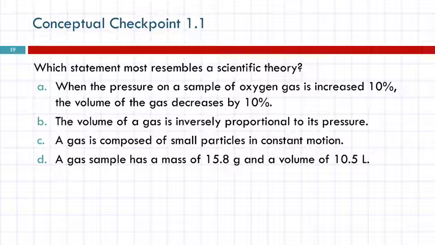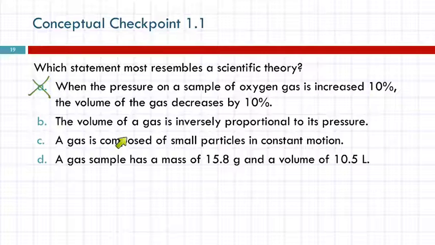Okay, conceptual checkpoint. Based on what we've talked about, which statement most resembles a scientific theory? The first one is, when the pressure on a sample of oxygen gas is increased 10%, the volume of the gas decreases by 10%. When we're answering this question, this is testing, do you know what a theory is? Does a theory say what happens, or does it explain why? A theory explains why. So does choice A explain why? No. It says what happens, but it doesn't explain. So that's not the answer. We'll cross that one out.